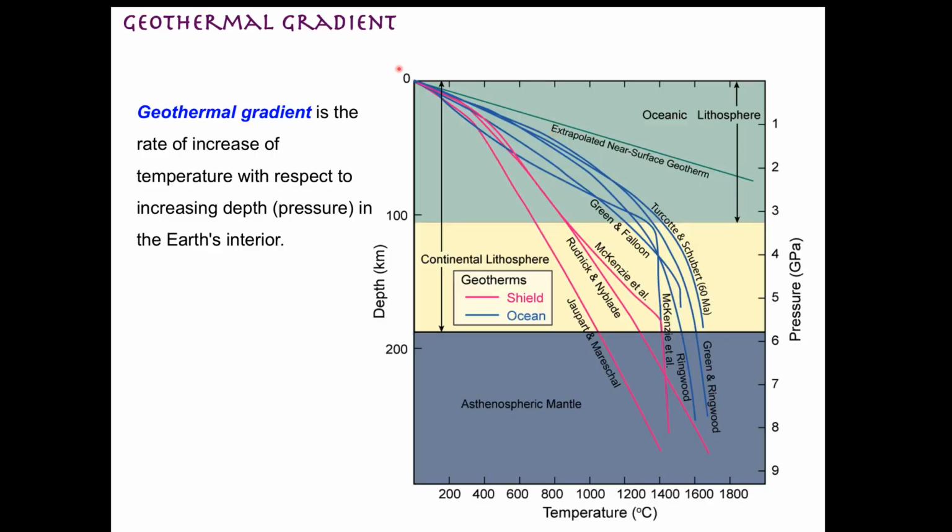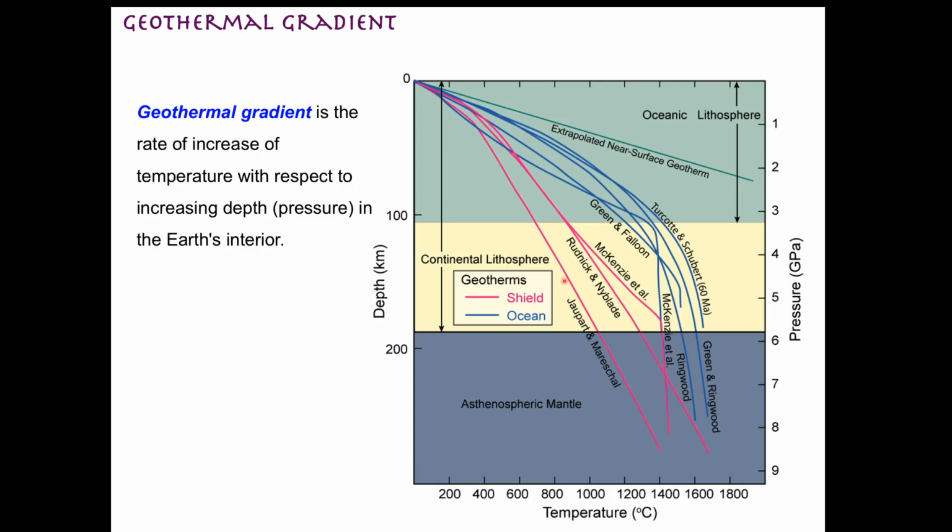Here we have another term which we need to know, the geothermal gradient, which means the rate of increase of temperature with respect to the increase of depth, which can be related to the increase in pressure in the Earth's interior. What we see here is temperature on the x-axis and pressure on the y-axis, which is inverted to give a feeling that we are moving below the surface of the Earth from 0 to 10, and we also have the corresponding depth given here.